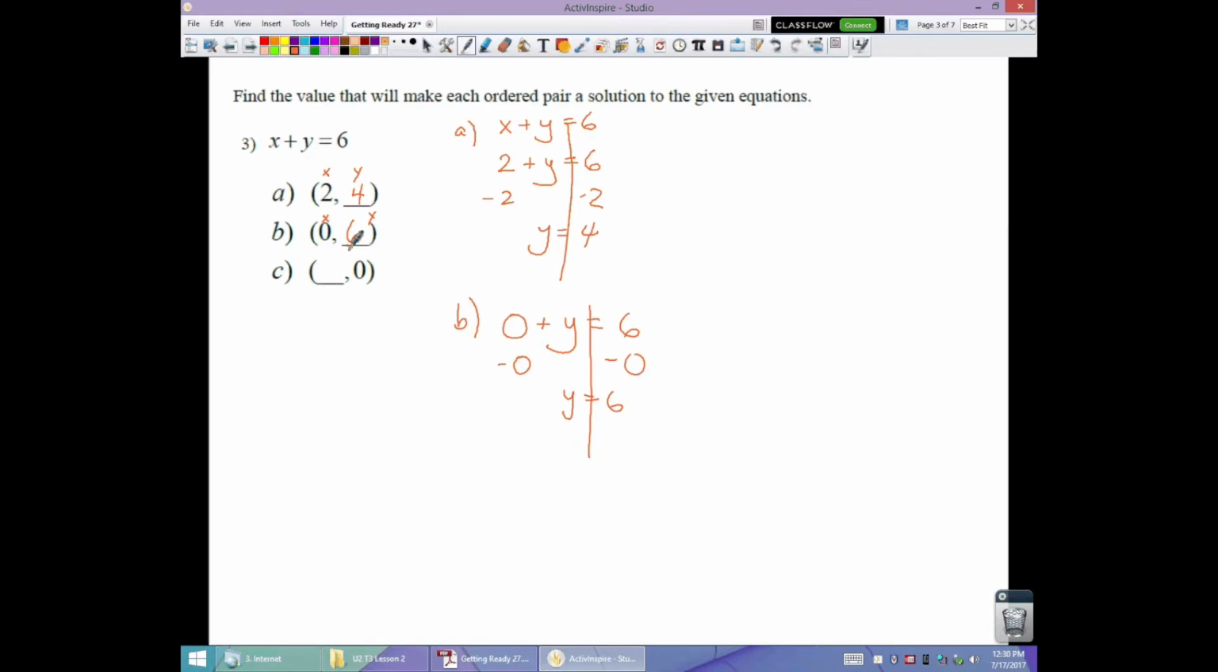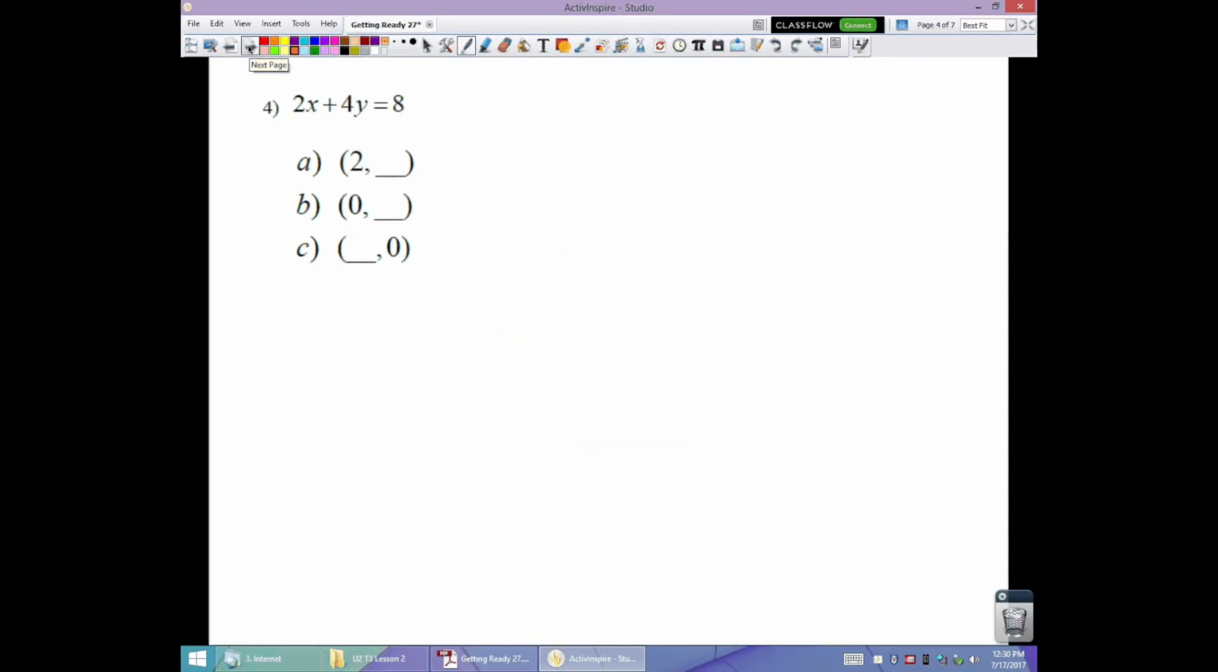And part C, now we are not given the x value, but we're told the y value is 0. So what is the x if y is 0 and we want it to equal 6? Well, again, I'm hoping you don't even show this step, but if you subtracted 0 from both sides, x is 6. Okay, you need all three of those values. These are not multiple choice.